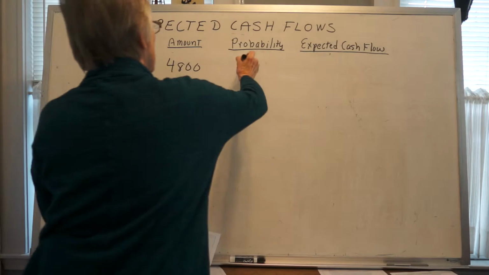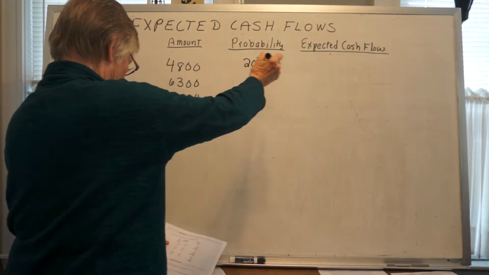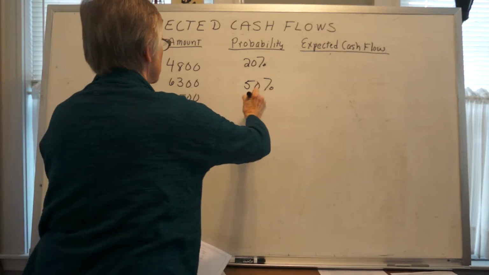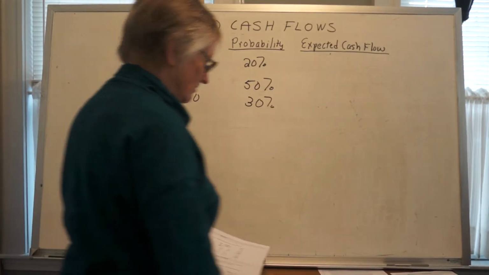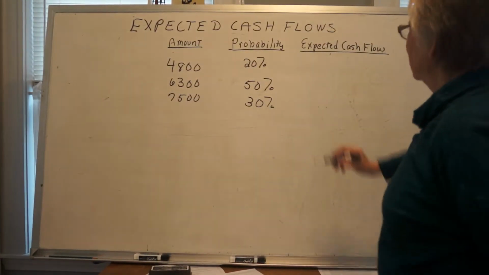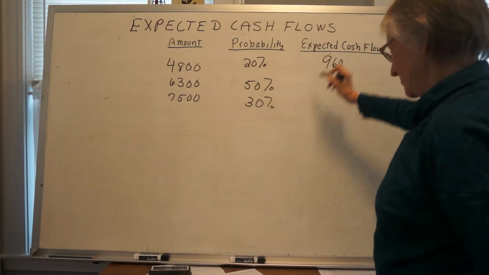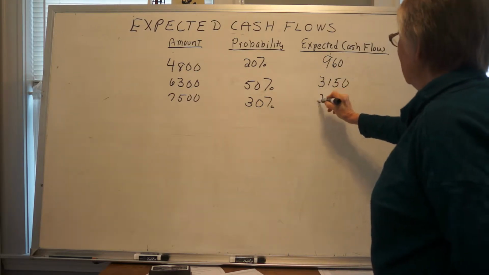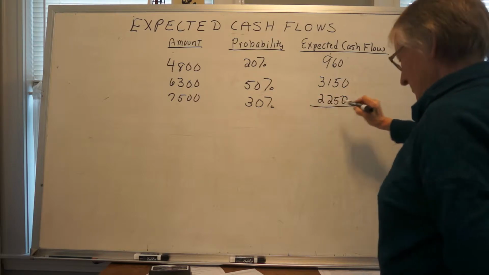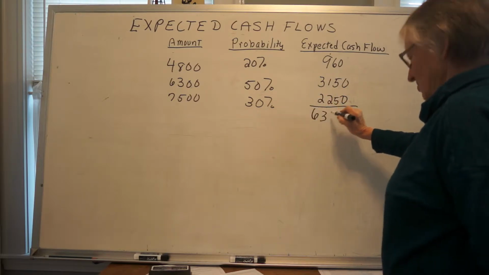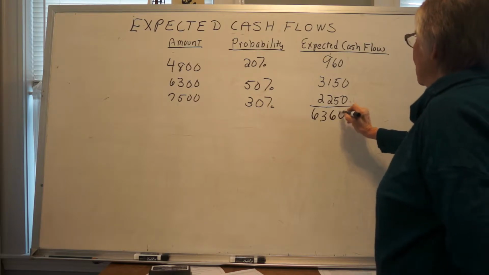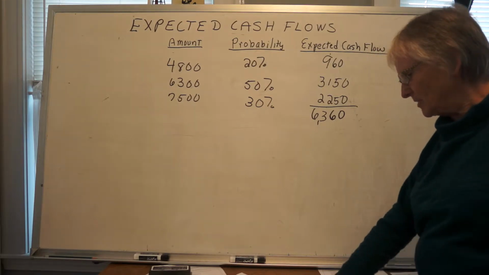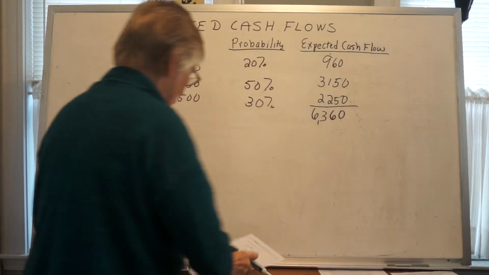And so then you attach a probability to each one. 20%, it'll be this amount. Most likely it'll be 6,300, but it also might be this amount. Then you can simply multiply across, and you get your expected cash flows of 960, 3150, and 2250. You add them up, and your most likely estimate would be 6360. All right? So I'd leave you to work through the rest of those.